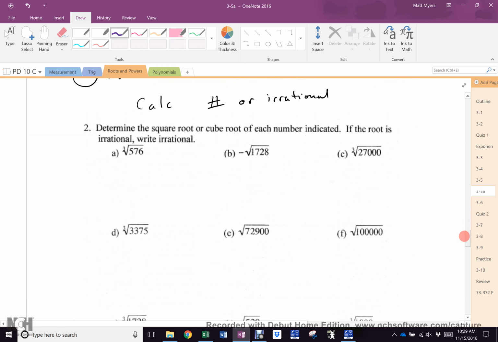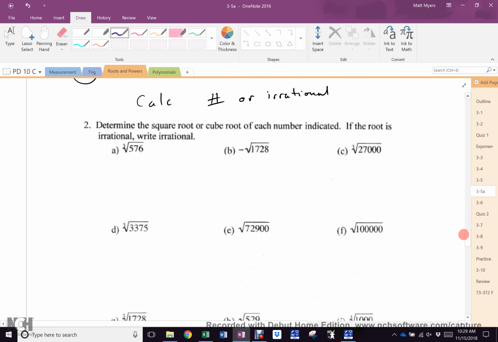This page I wanted you to do with a calculator because there's some stuff that goes on this page that will help you with the concepts that we are dealing with here, that are easily seen once we get out a calculator. Okay? So this first one, rational or irrational? Irrational. This one? So it's just irrational, right? Because 1,728 doesn't have a square root, does it?